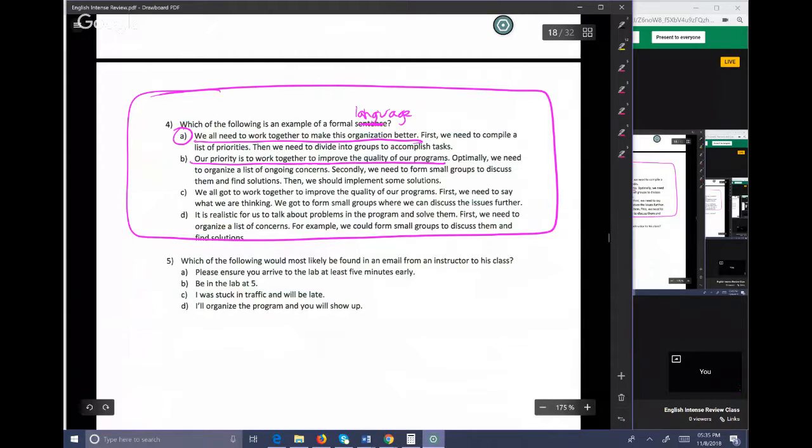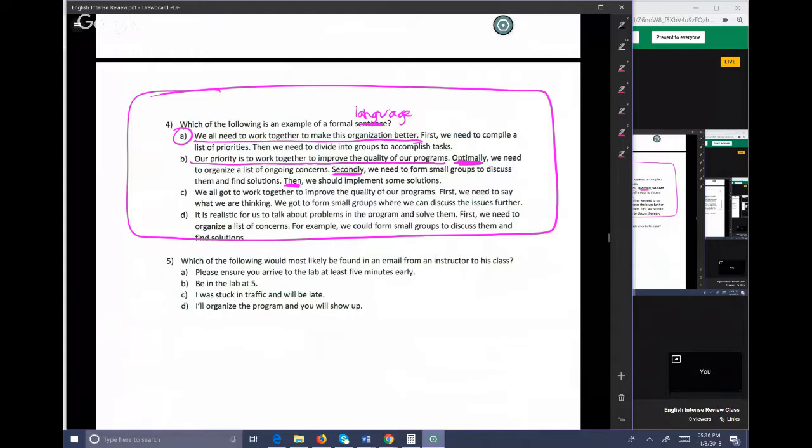What I noticed with B is they start out here with the word "optimally," and then they go to the word "secondly," and those don't go together, and then they go to the word "then." So one of the things I noticed here, and again, it's not something I would tell you to memorize at all, it's just something you'll discover when you're digging deep to try to figure out how these choices are comparing to each other and how to get the most formal.